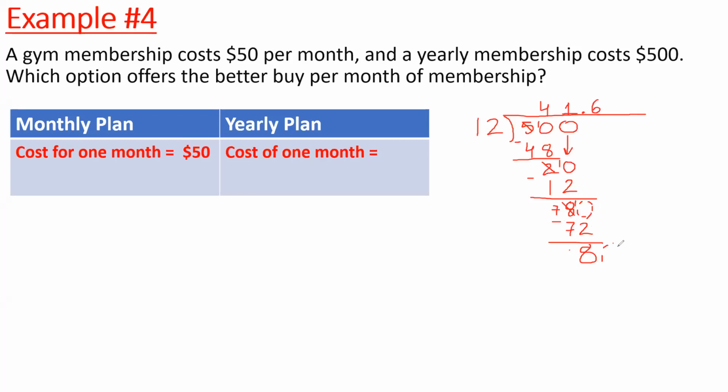Okay. And 12 into 80 is going to be how many times? 6 times. Very good. 12 times 6 is 72. 80 minus 72 is 8, and then bring down again. So we have 7 minus 7, which is going to be 1.